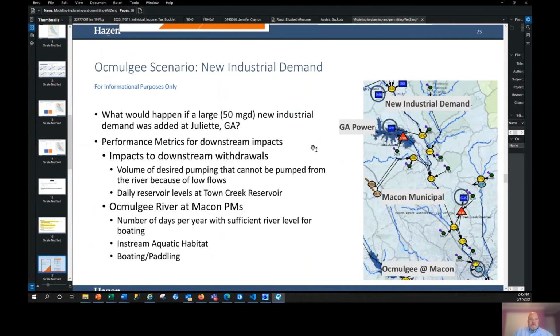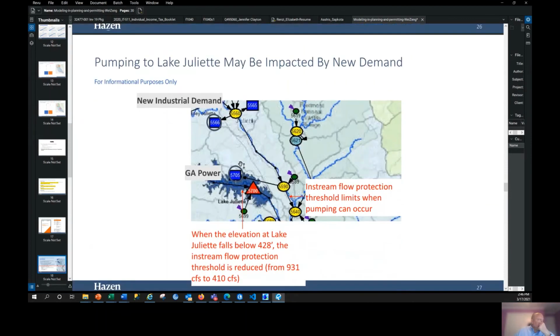Using known relationships between flows, elevations, and perimeters in the middle Ocmulgee, along with these recreational and habitat criteria, we developed a hypothetical planning scenario. Let's say that there's a new industrial demand of 50 MGD with no return that's going into the Ocmulgee Basin north of Lake Juliet. And we want to know if there's any potential downstream impacts to downstream water supply, recreation, and fish habitat. Will pumping to Lake Juliet be impacted by the new demand?